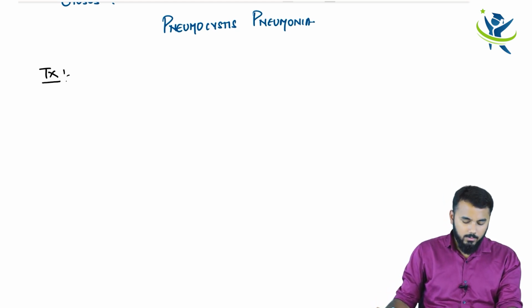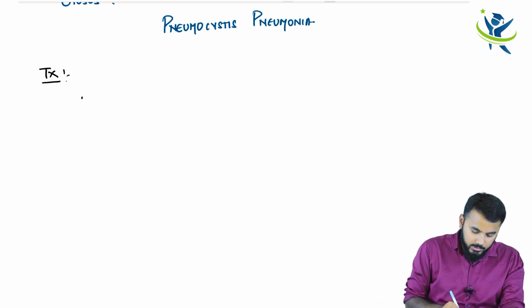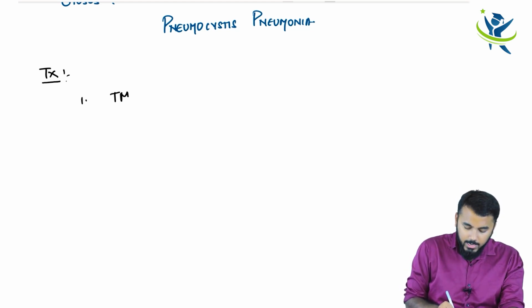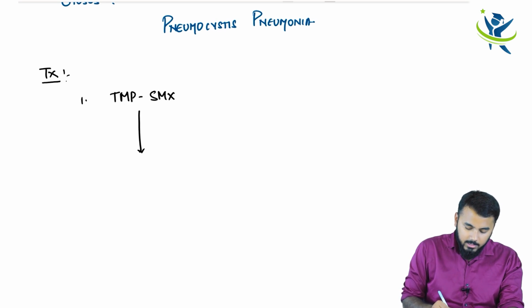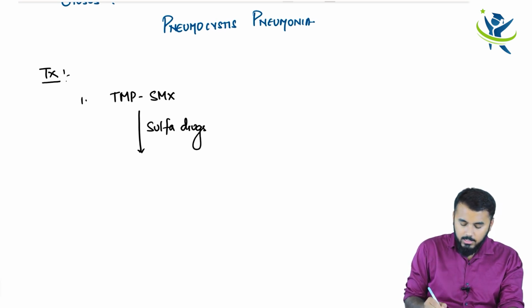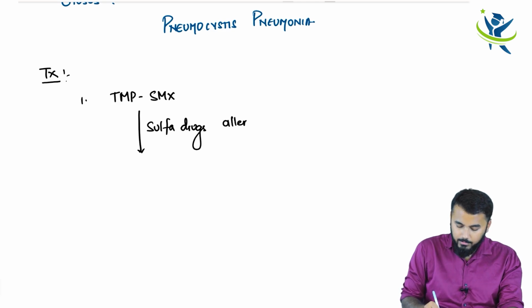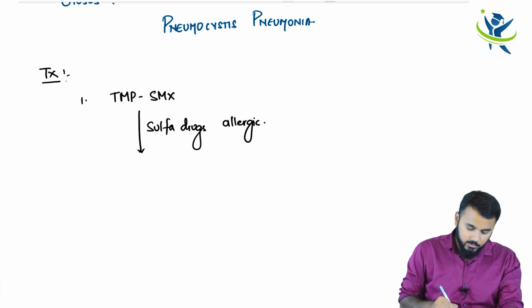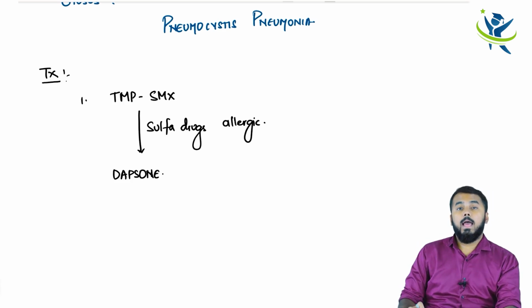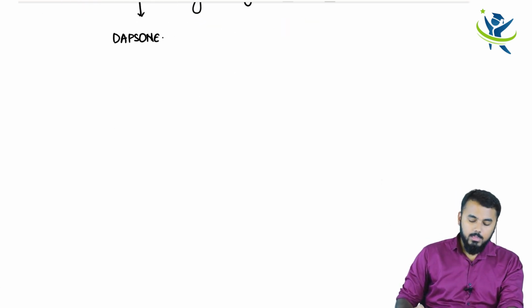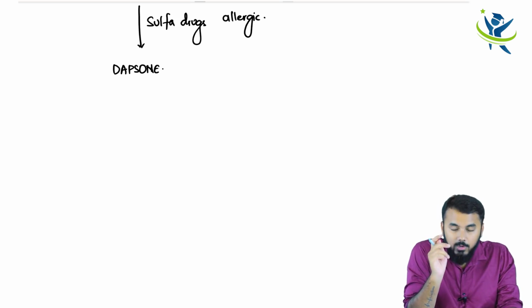This is very important. Now, when it comes to the treatment part, the first drug which I will be giving is trimethoprim-sulfamethoxazole. For example, if someone is allergic to these sulfa drugs, then I switch to another drug, that is dapsone. And remember, dapsone is given only as a prophylactic drug.